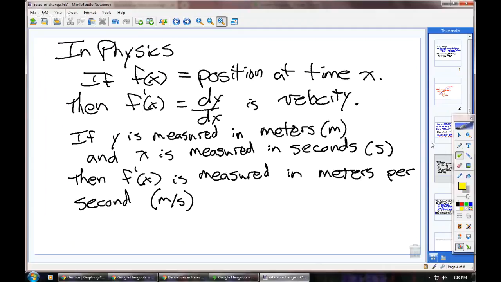So in physics, if f of x is a position function and x is time, then f prime of x, dy dx, my claim is that's velocity, because then I want to have a change in position over a change in time. Miles per hour, for example. Often, though, in physics, we use meters for distance and seconds for time. So in this case, dy dx would be measured in meters per second.